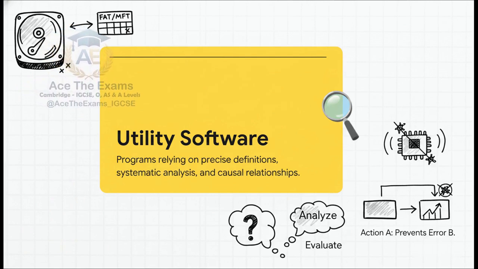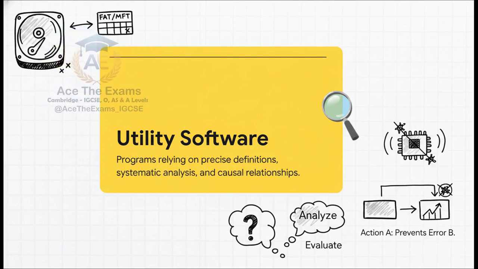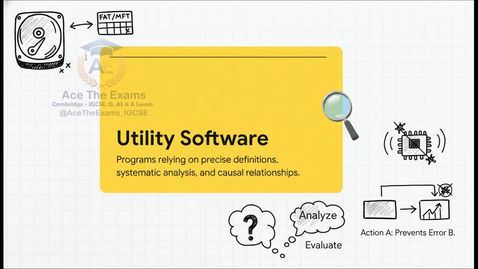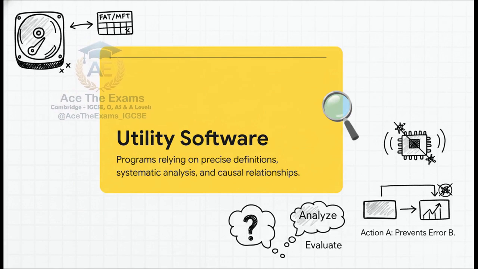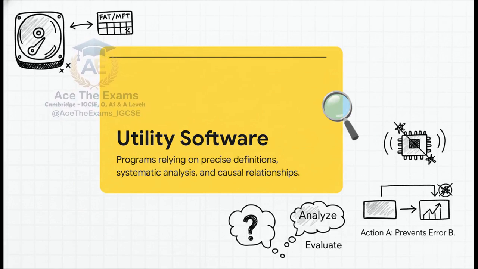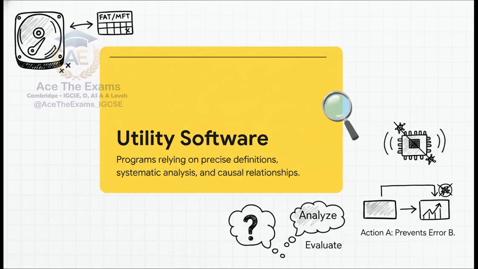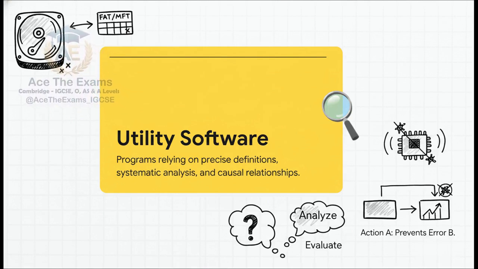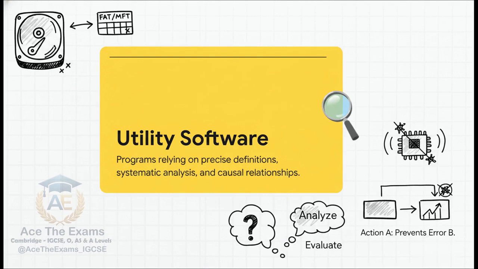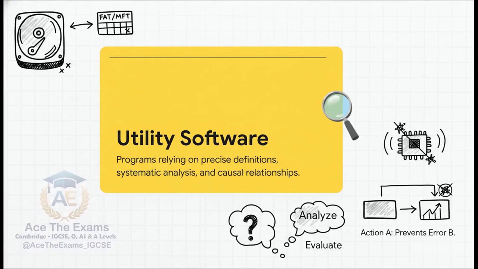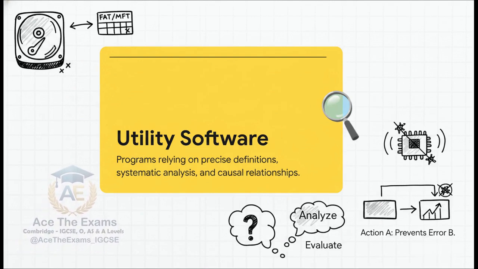The same goes for a virus checker. It doesn't just generically stop bad things. It relies on rigorous, systematic analysis. It's either scanning incoming files line by line against a known dictionary of malicious code signatures, or it's utilizing complex heuristic analysis to constantly monitor for highly suspicious virus-like behaviors running in the system memory. When you have to decode Cambridge command words like analyze or evaluate in relation to these utilities, you must bring this exact level of technical precision to the table.